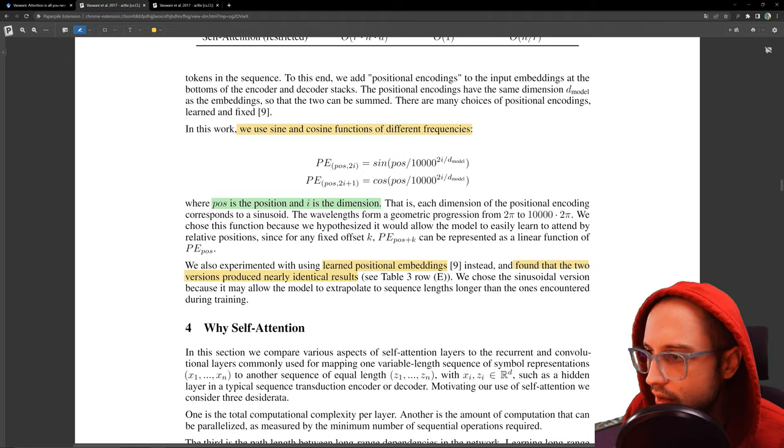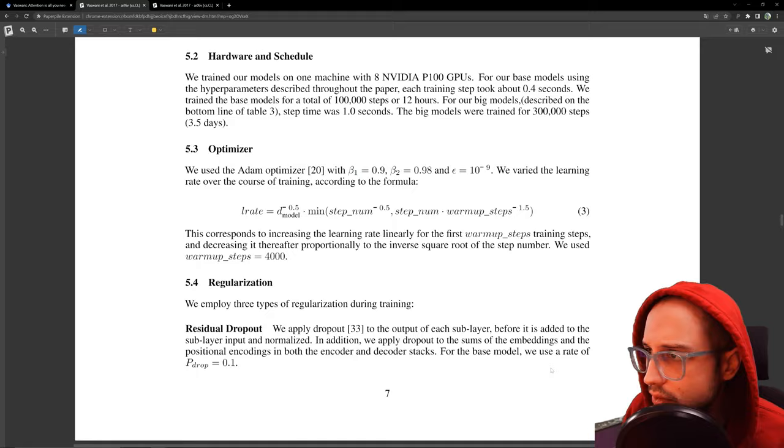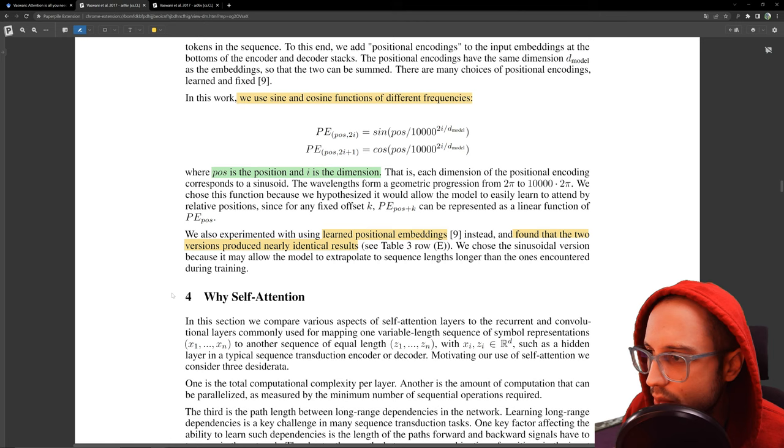Okay. We're almost there. We're past the position embedding, and now we're into section 4, why self-attention. In this section, we compare various aspects of the self-attention layers to the recurrent and convolutional layers commonly used for mapping one variable length sequence of symbol representations to another sequence of equal length, where each token here is of dimensionality d. Such as a hidden layer in a typical sequence transduction encoder or decoder.